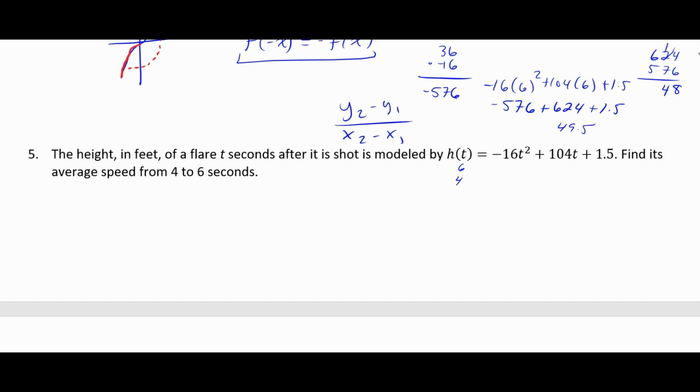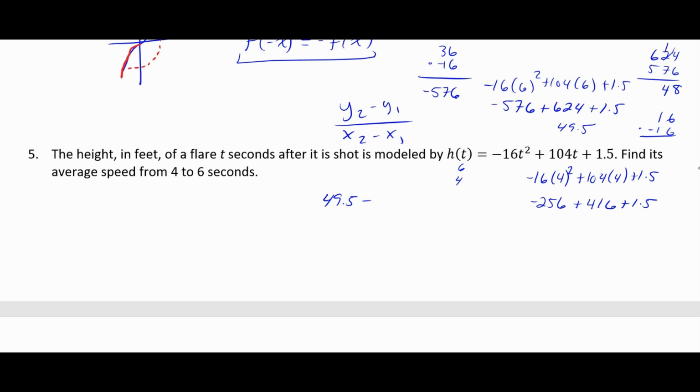All right, so now for y2, I have 49.5. Now I also got to find y1. So let's see, y1 is going to be the same thing but with a 4. So negative 16 times 4 squared plus 104 times 4 plus 1.5. So 4 squared is 16. And 16 times negative 16, that's going to be 256, so negative 256. And 104 times 4, that's going to get me 416 plus 1.5.